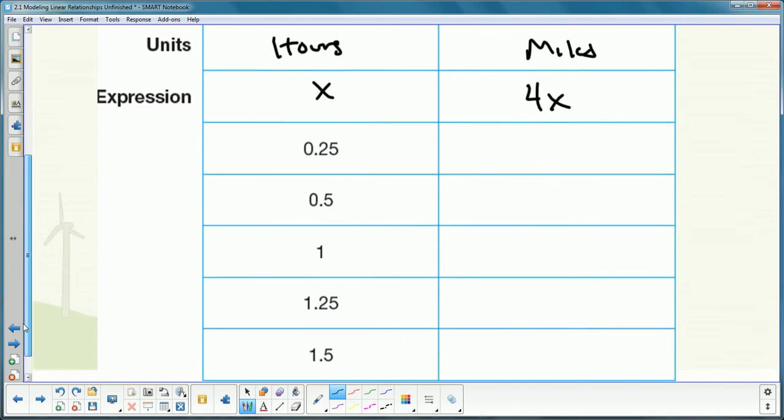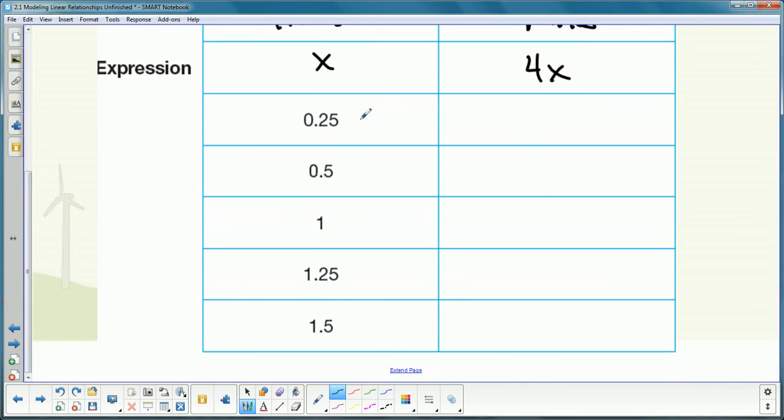So filling in this table, what we would get, 0.25 times 4, we're just going to multiply all of these by 4 to get over here. So we'd walk for 1 mile. 0.5 times 4 would give us 2 miles.